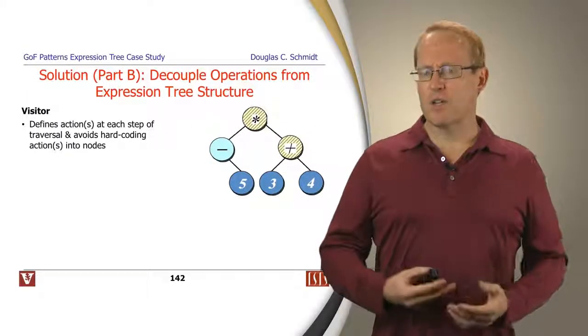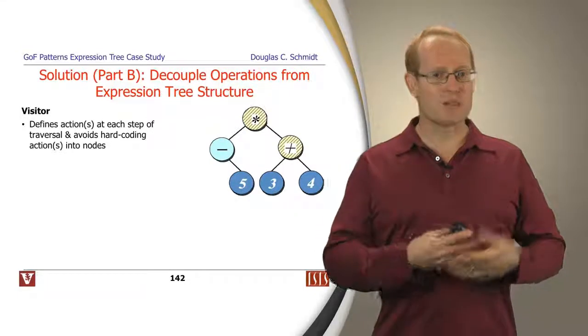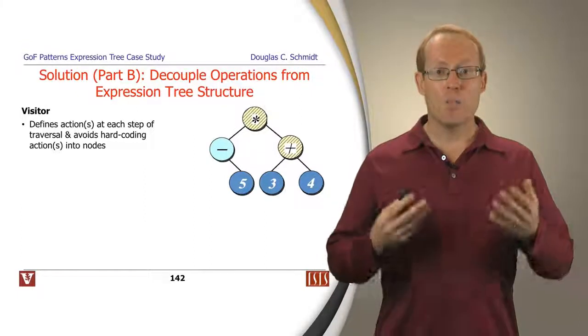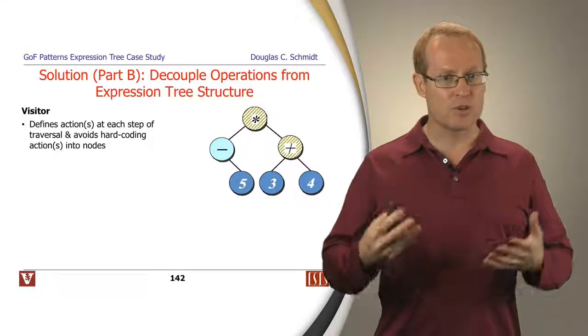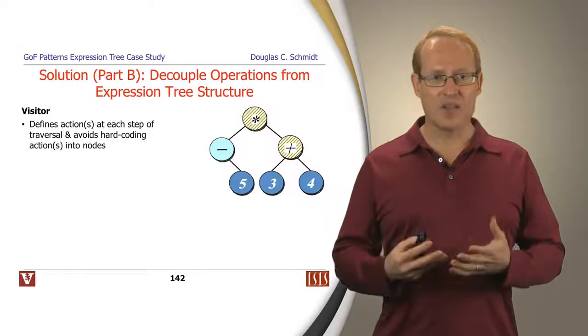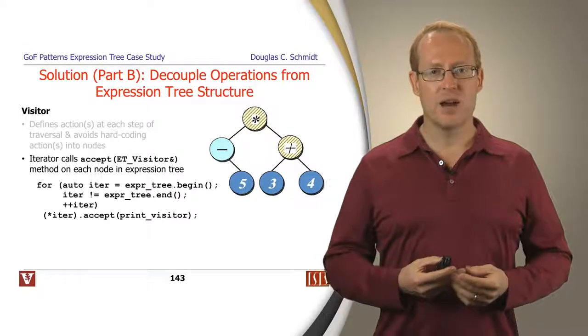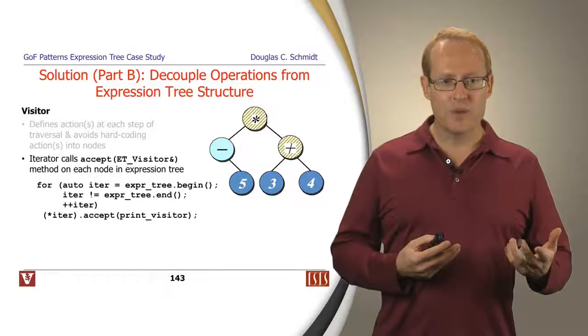So part B of our solution. I mentioned before that there's multiple parts to what we're trying to do here. Part A was to be able to use the iterator pattern to get access to each element in an expression tree. Part B is to make it possible to define the actions at each step of the traversal in such a way that we don't end up hard coding the actions into the nodes of the tree, which would unnecessarily complicate our design.